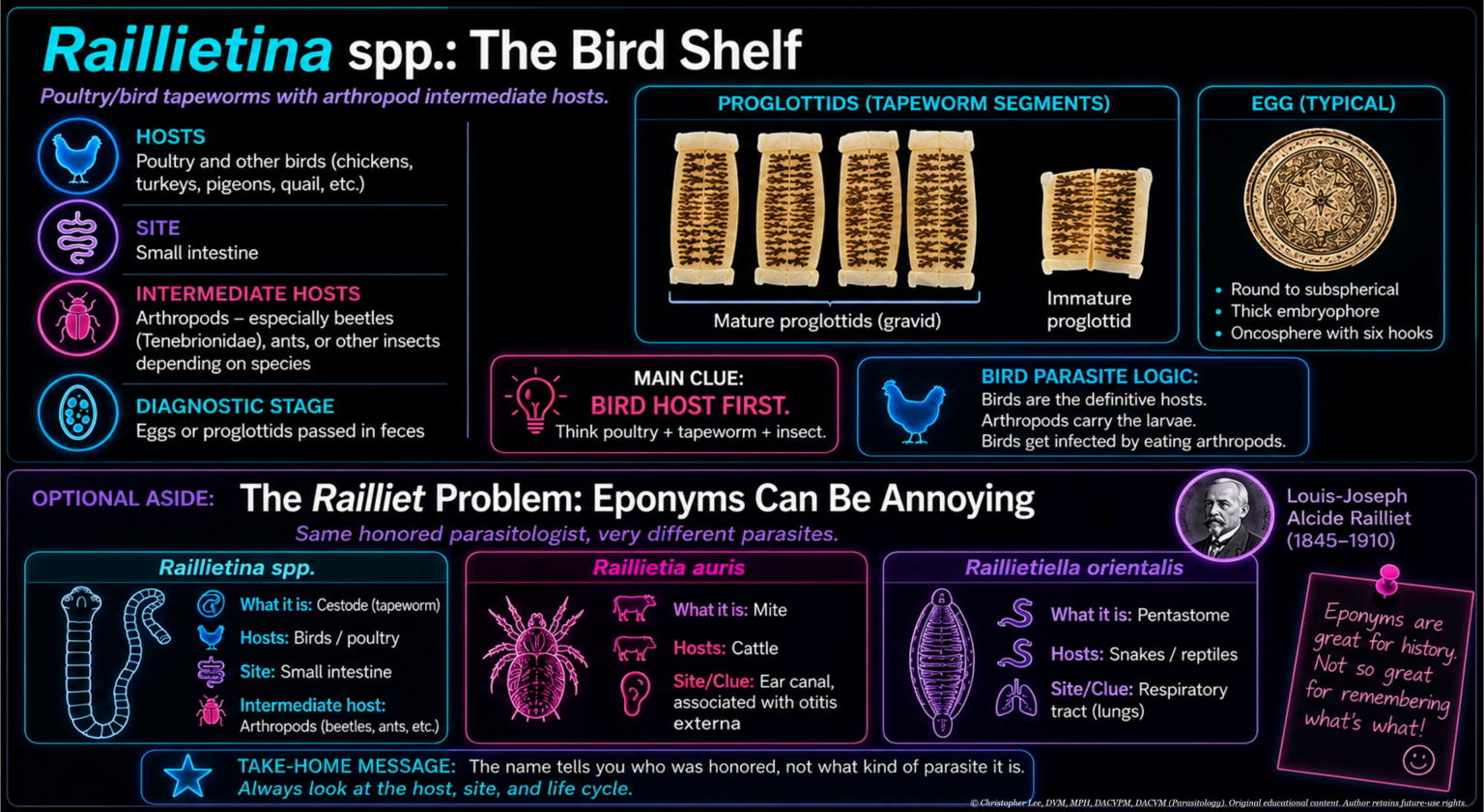A quick etymology aside, eponyms can be historically meaningful and biologically unhelpful at the same time. Raillietina honors Alcide Railliet, a French veterinary parasitologist, which is lovely for history and less helpful when identifying a parasite before coffee. His surname appears in several other genus names, including Raillietia for a mite, Raillietiella for a pentastome, and several nematode genera. Therefore, pay close attention to the exact spelling and context whenever Railliet's name appears.